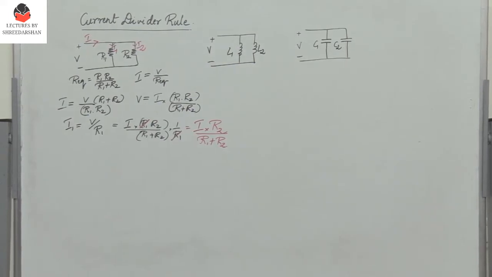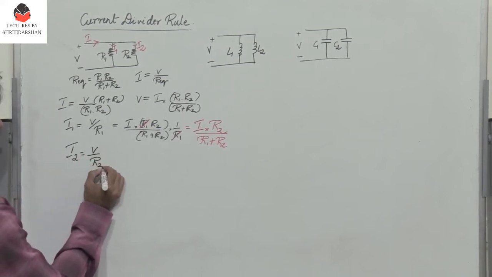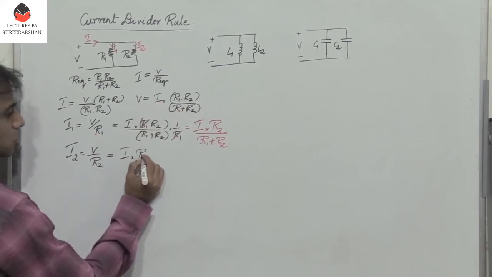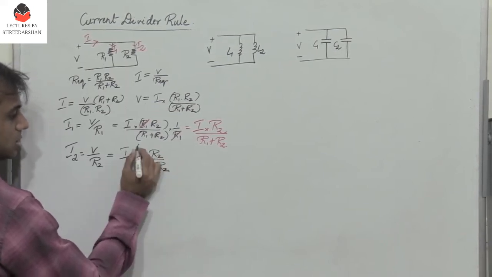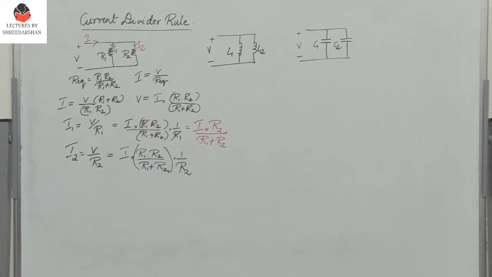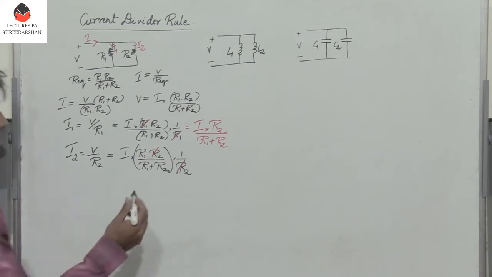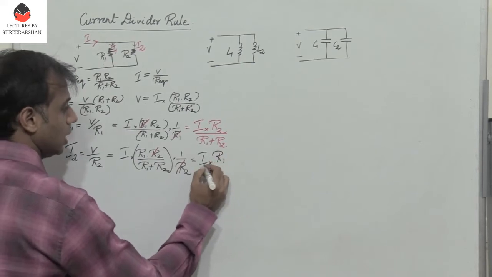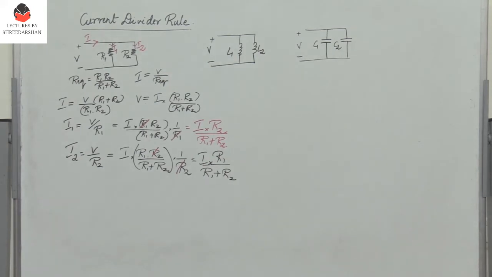Now similarly, what is I2? I2 is V by R2. So what is V? V is given by this expression, the total current into the equivalent resistance, R1 into R2 divided by R1 plus R2, into 1 by R2. So R2 gets cancelled. So now what is I2? I2 is the total current I into the resistance of the other branch, that is R1, divided by the sum of resistances R1 plus R2. So this is very easy to remember.